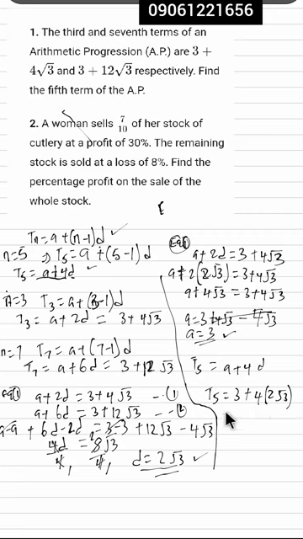So let's open this bracket. The fifth term of the AP is equal to 3 plus 4 times 2, that gives us 8, so we have 8 root 3. So this is the answer to this question: find the fifth term of the AP. The answer is equal to 3 plus 8 root 3. That is the answer to this problem.